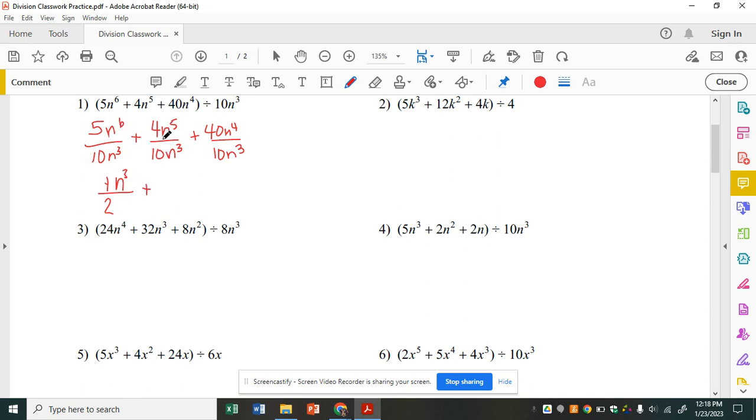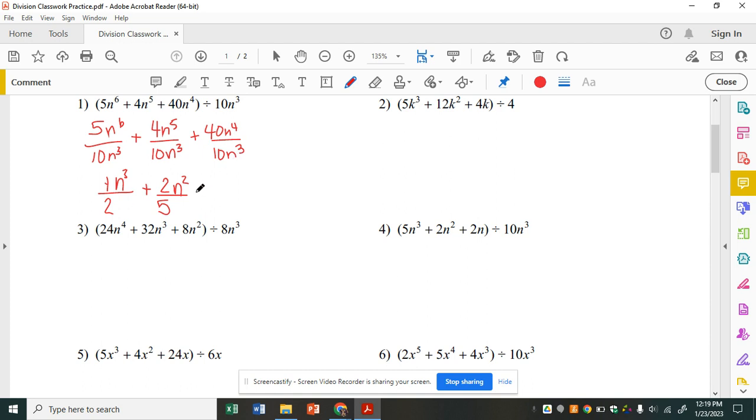Then I'm moving on to the next one. 4 and 10 are both divisible by 2. 4 divided by 2 is 2. 10 divided by 2 is 5. And again, with these exponents, I'm going to subtract. 5 minus 3 is 2. There's more n's up top, so n squared stays up top. So that's this term simplified.